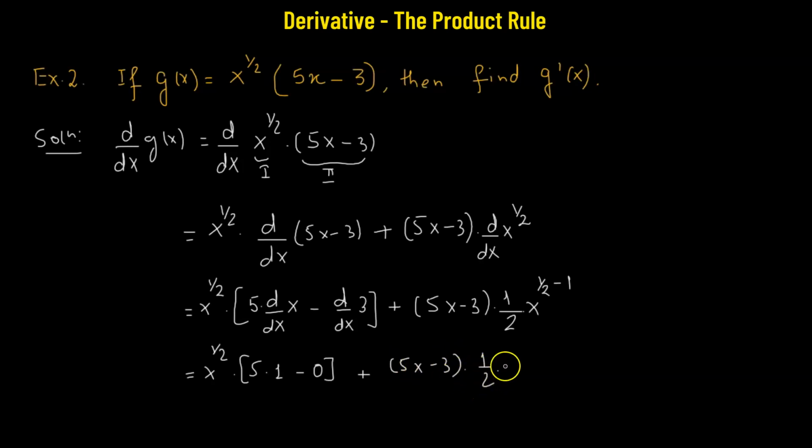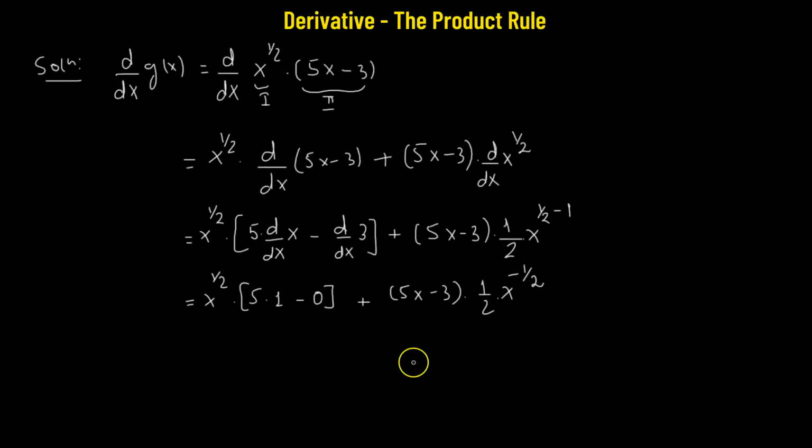multiplied to 1 over 2 times x raised to the power of half minus 1 will be negative half. So that will finally give us 5 times x raised to the power of half plus 5x minus 3 divided by 2 multiplied to x raised to the power of negative half. So this is the derivative of the given function. We can also check out if this particular answer is correct or not.